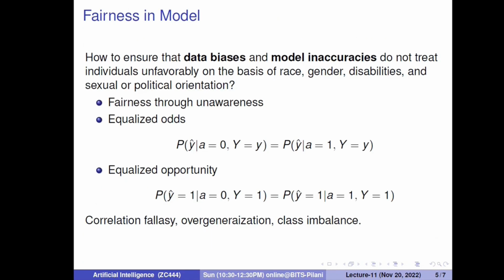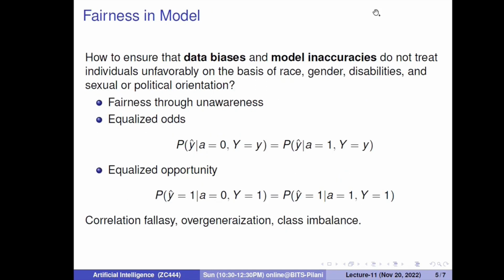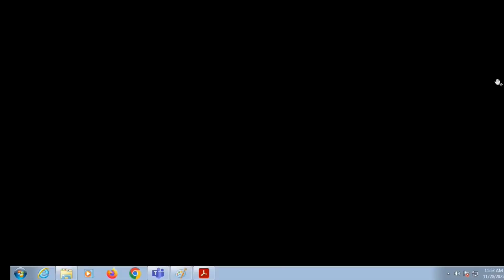Fairness in model. So what is fairness in machine learning? It is not biased or something. Acha, let me tell you one thing. Okay, what is bias? And this I always tell you.